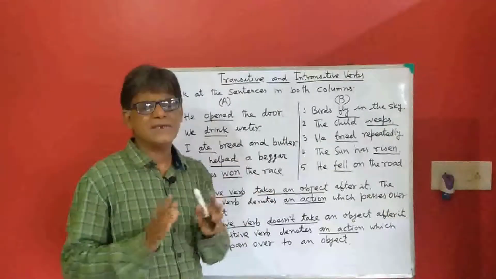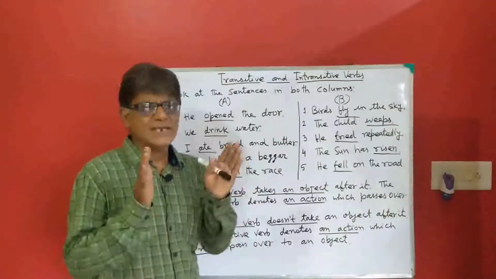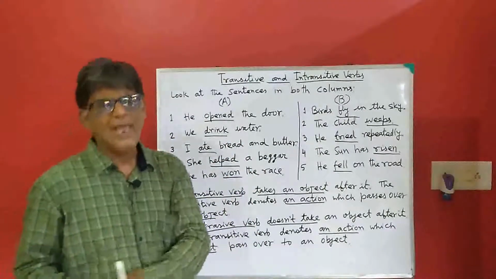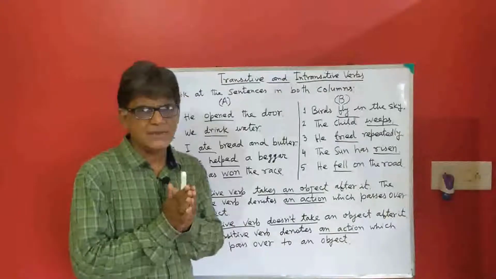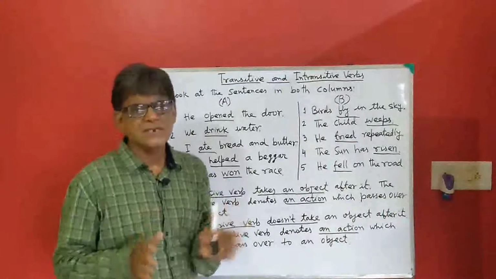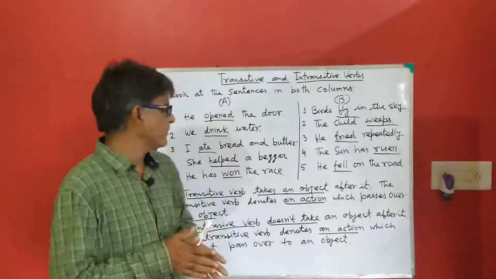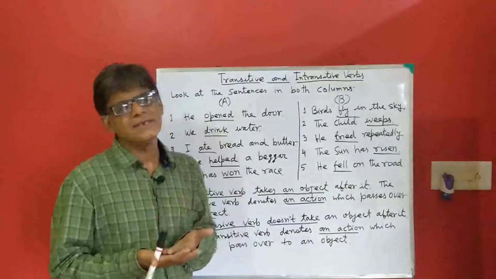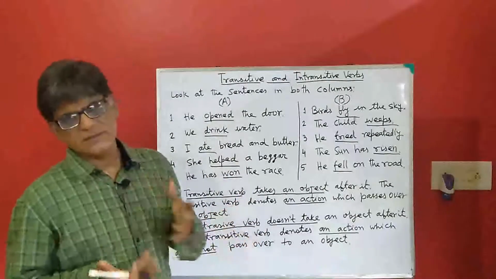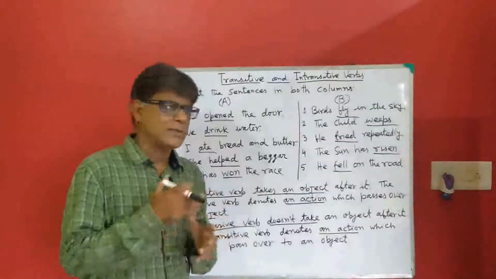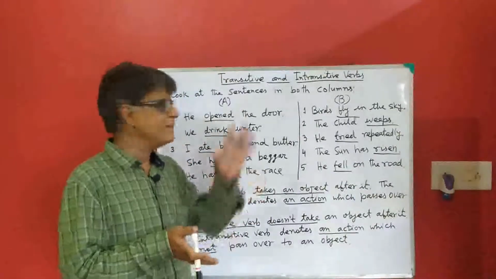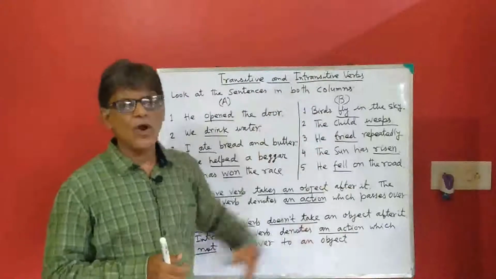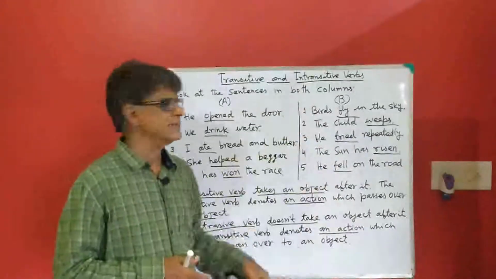So ultimately, what did we see? A transitive verb is a verb which takes an object after it. An intransitive verb is a verb which does not take an object after it. So the presence of an object will make the verb transitive, and the absence of an object will make the verb intransitive.